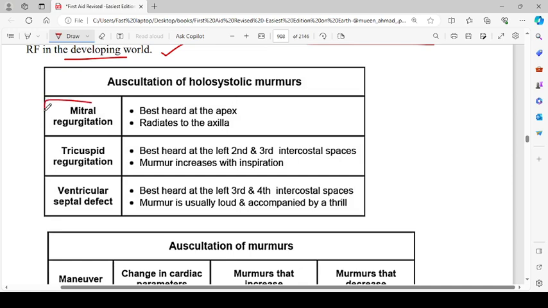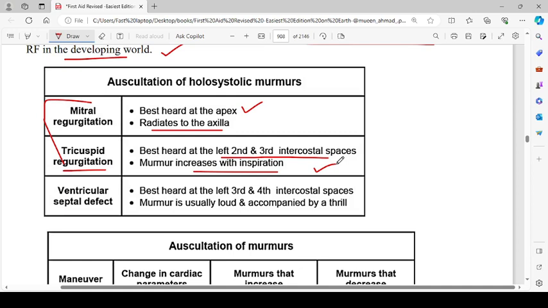These produce holosystolic murmurs. Now, mitral regurgitation is best heard at the apex and radiates to the axilla. Tricuspid regurgitation is best heard at the left second and third intercostal spaces. Murmur is increased with inspiration because it is a right-sided murmur. All right-sided murmurs increase on inspiration, while all the left-sided murmurs increase in intensity on expiration.